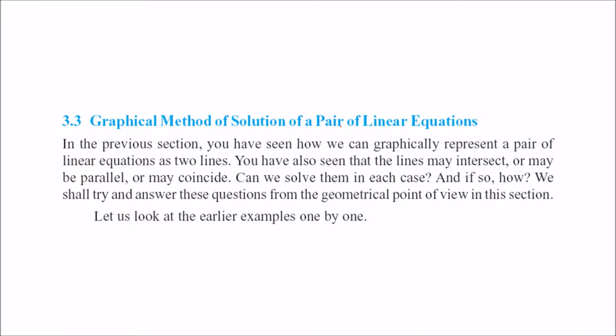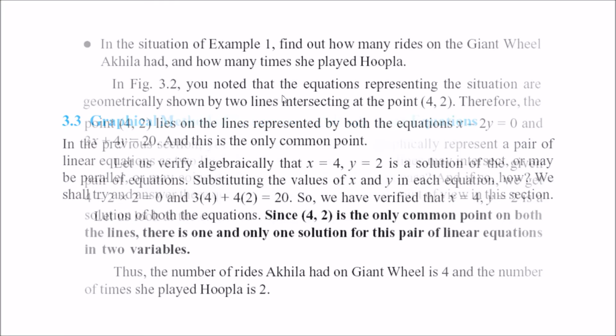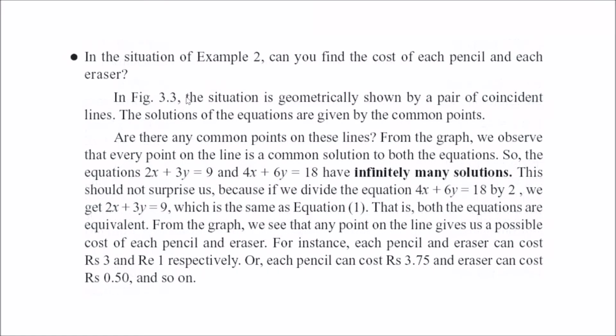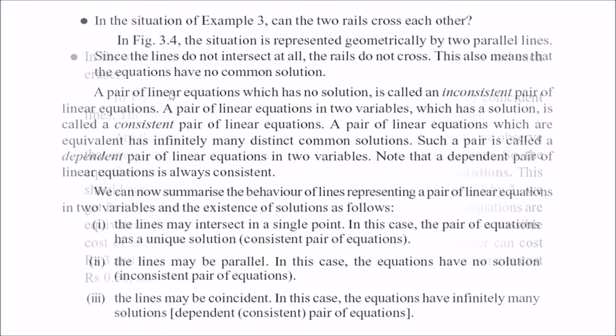So the graphical method of solution of a pair of linear equations is very similar to what we have discussed. You just have to take two lines and make them intersect. If they don't intersect, they might be parallel. That means there is no solution. If they don't intersect and they are not parallel, that means they are the same line, that is, infinitely many solutions. These are the aspects which we have discussed just now.